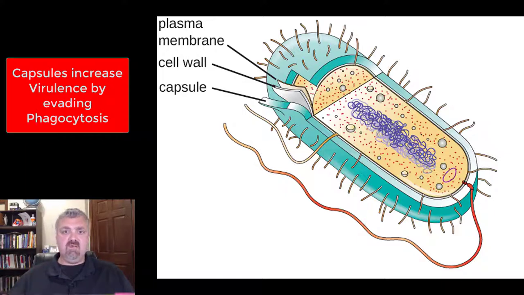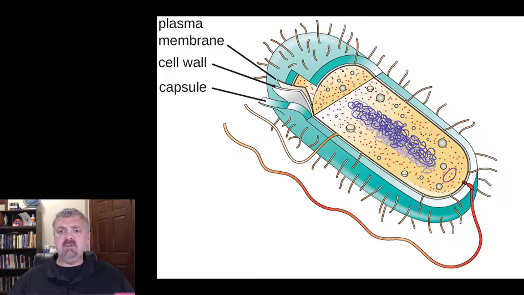Think about how many of your immune cells function by phagocytosis. You've got your macrophages and neutrophils, you name it. We have macrophages, microphages. These are all eaters, right? They engulf and destroy things like bacteria. Well, the capsule appears to make that either impossible or way less likely.